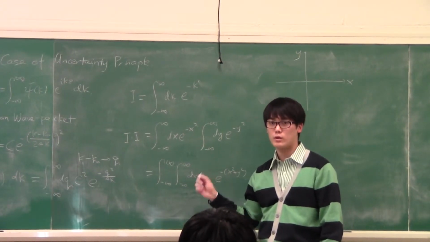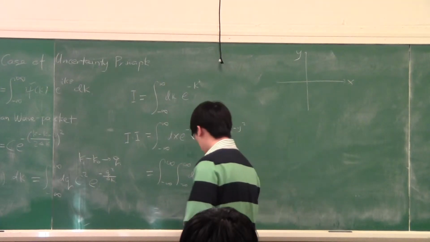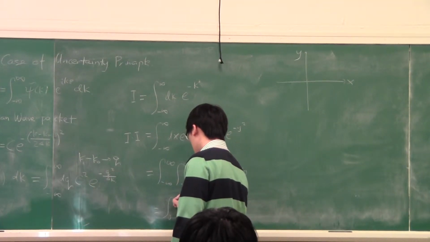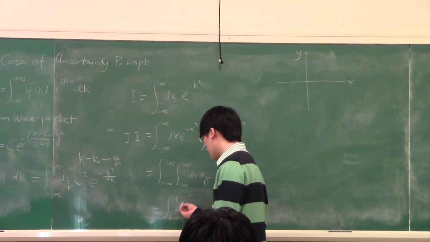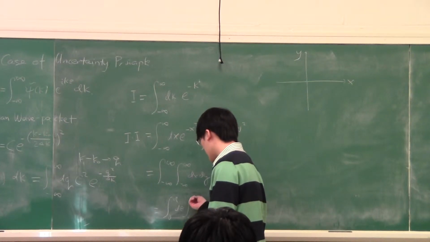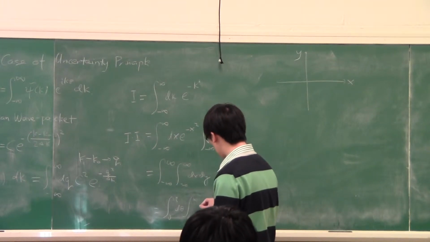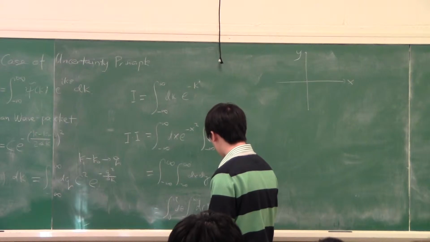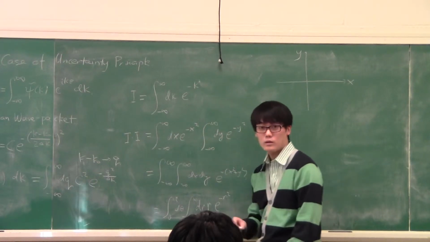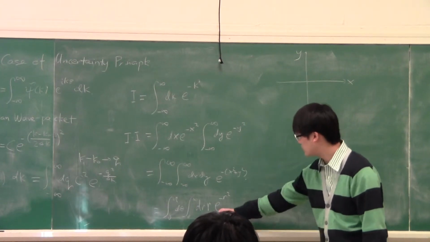So I can change to polar coordinates. How do I integrate in polar coordinates? I go from 0 to 2 pi, that's called the angle d theta. And then the other one, I go from 0 to infinity of r, and this integration changes to dr r times e to the minus r squared. Now this part is easier. That's just 2 pi. What about this here?